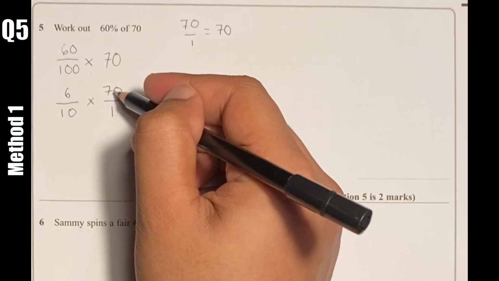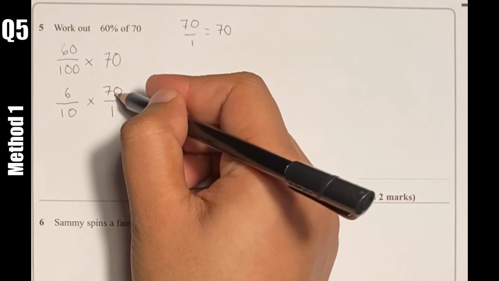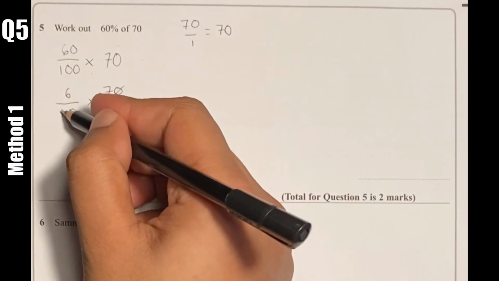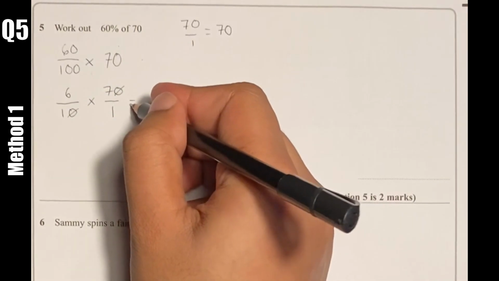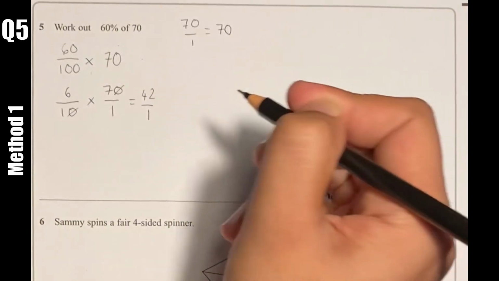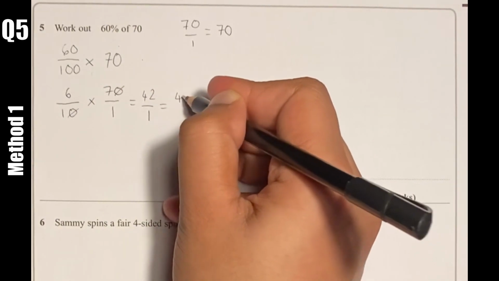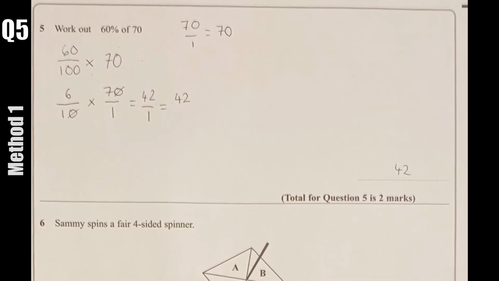10 and 70 can both be divided by 10, so I'm going to simplify that. 70 divided by 10 is 7, and 10 divided by 10 is 1. We're now doing 6 times 7, which is 42, and 1 times 1, which is 1. 42 divided by 1 is 42. And that goes on our answer line.